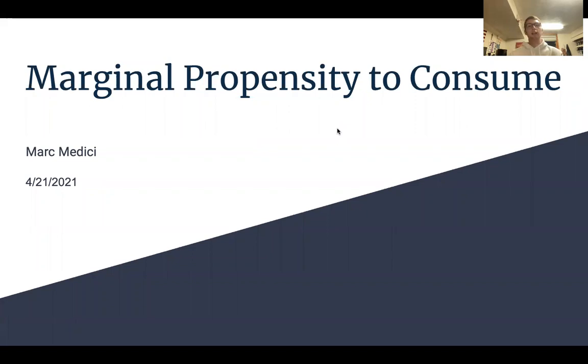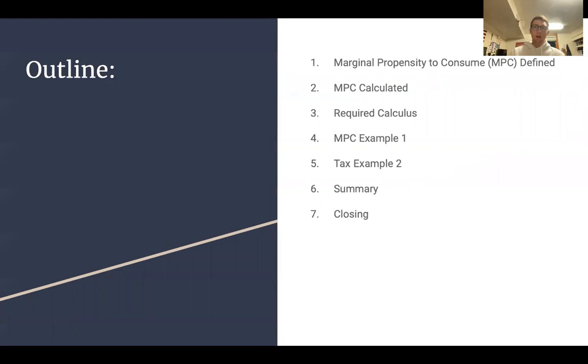For my second project, I decided to do marginal propensity to consume. In this presentation, we're going to go through first what exactly marginal propensity to consume is, and then we'll determine how it is calculated. We will determine what the required calculus is in order to solve such problems involving marginal propensity to consume. We'll have a more basic example, and then we'll have an example that involves a tax, so it's more involved, and then a summary and closing.